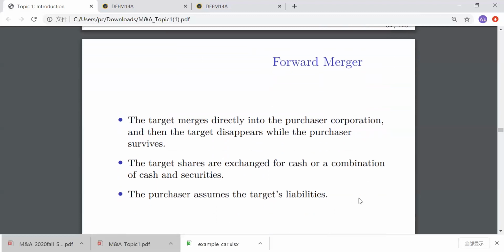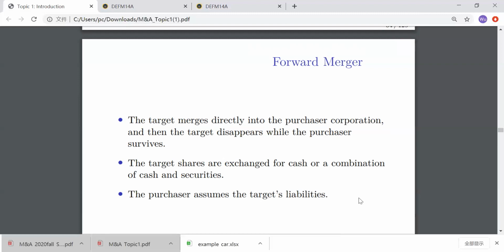Next, we talk about the forms of mergers. There are different forms of merger. A typical form of merger is called a forward merger. In the forward merger, the target company or the seller is merged directly into the purchaser corporation, the acquirer, basically. And then the target disappears while the acquirer survives. In that case, the target shares are exchanged for cash or a combination of cash and securities. And then the purchaser or the buyer assumes the target's liability. That's a merger case.